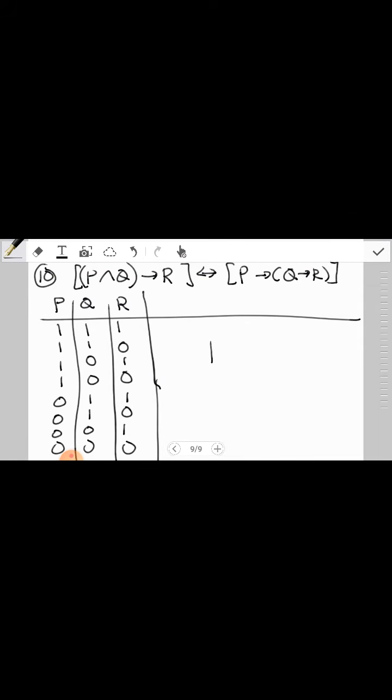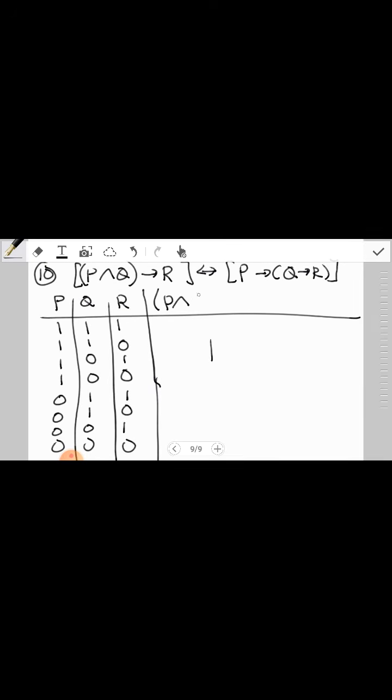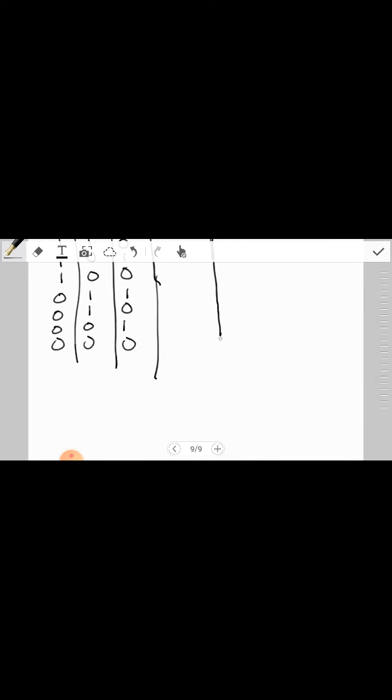We need, for the left side, P and Q implies R. Kaya ba natin minsanan na to? P and Q, 1 and 1, 1 implies R. Okay. I think para hindi tayo mahirapan, hatiin na lang natin. Ganyan na lang natin siya. Okay. And then, tingnan natin dun sa implies mamaya.